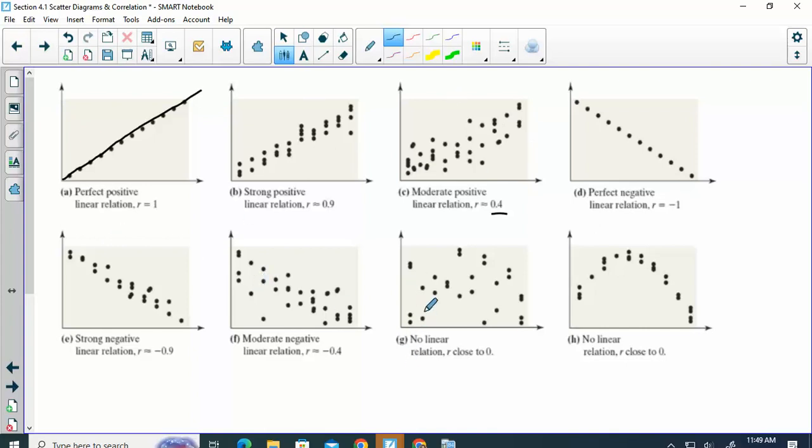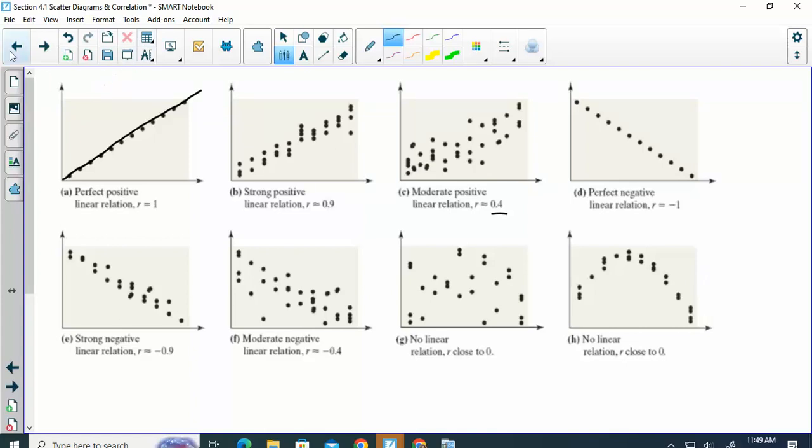These two cases, there's really no linear pattern. This one does look like a parabola, but R only tests if it's linear. So even if it makes a different pattern, you're going to get an R very close to 0 because it's not a linear relationship.